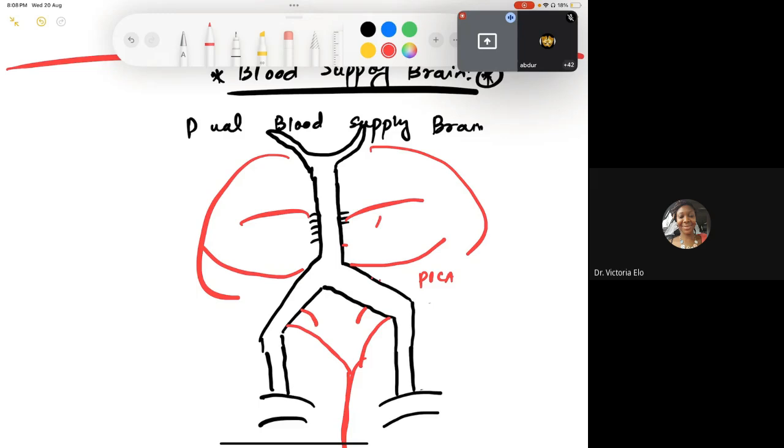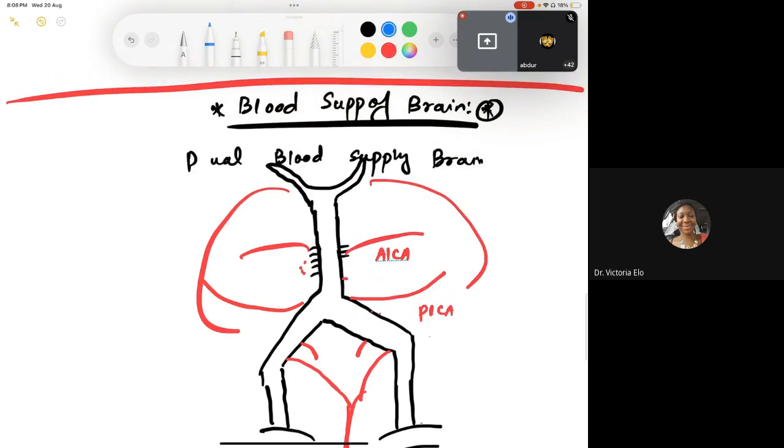Then we are going to have our next branch, which is AICA. What is AICA? It's going to supply the anterior inferior aspect of your cerebellum, right? We discussed posterior and inferior; now the anterior and inferior aspect of the cerebellum is going to be supplied by AICA. In the middle, it's going to give some pontine branches, which basically supply the pons, right? The third branch is going to be your superior cerebellar artery. What's the function of the superior cerebellar artery? It's going to supply the superior aspect of your cerebellum, right?